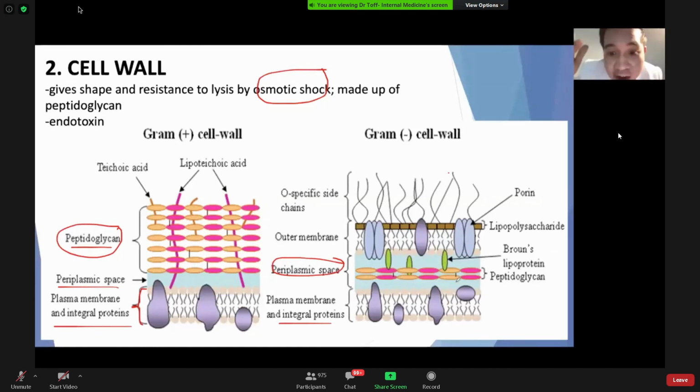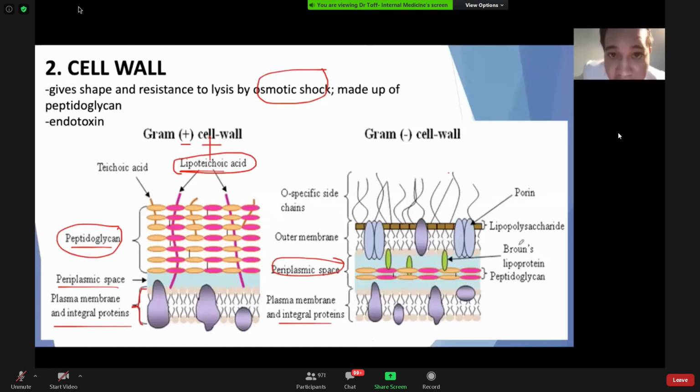Periplasmic space, thicker in gram-negative, thinner in gram-positive. Now, ano ang peculiarities? Ano ang difference? Number one, the presence of the lipoteichoic acid. The lipoteichoic acid and the teichoic acid is present only in gram-positive. So tandaan, teichoic acid, letter T, gram-positive. Okay? Wala yan sa gram-negative.